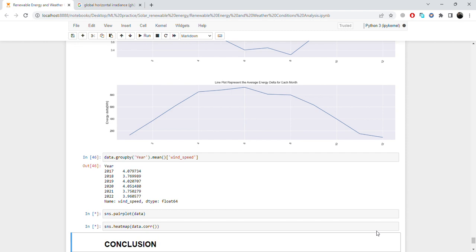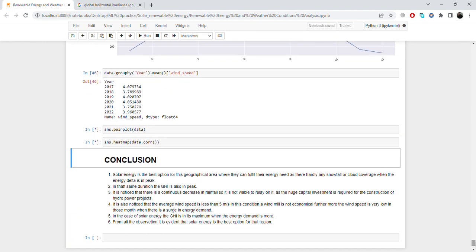So we'll go for our conclusion and hope the graph loads in that time. What we conclude is that solar energy is the best option for this geographical area, where they can fulfill their energy need, as there is hardly any snowfall or cloud coverage when the energy demand is at its peak.